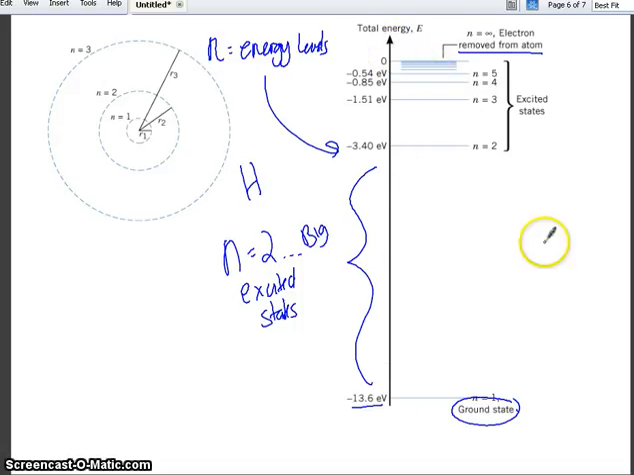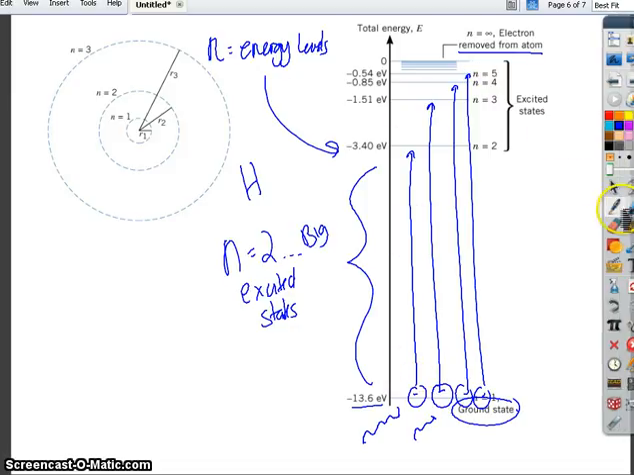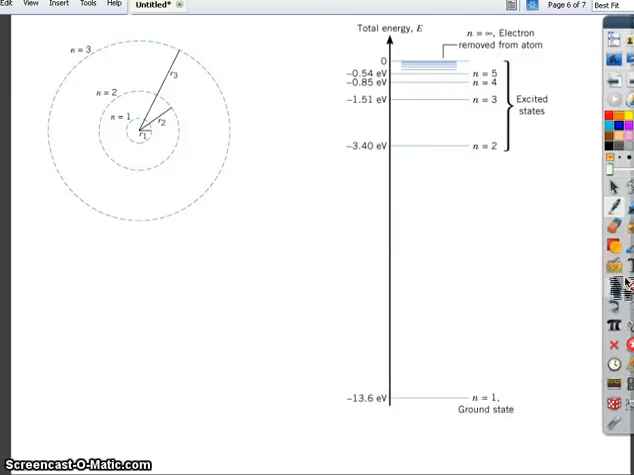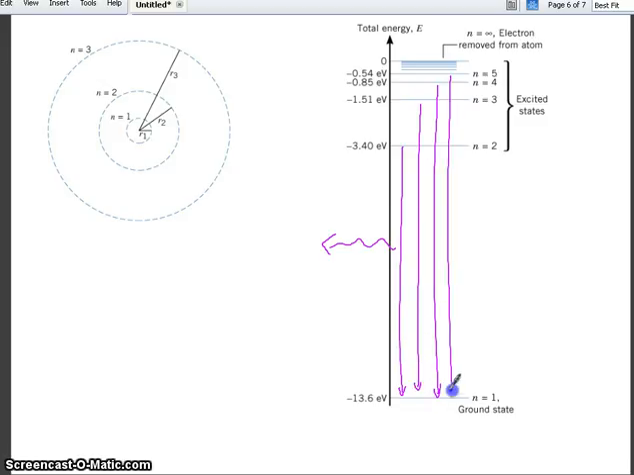So this energy diagram corresponds to an electron. If it gains energy, it can be excited to n equals 2. If it gains energy, it can be excited to n equals 3, or n equals 4, or n equals 5, etc. Okay, so if it gains energy, it'll go up. If it loses energy, it'll give off a photon and it'll go down. And so it can correspond between any of these levels here. Okay, 13.6 being the magic number for hydrogen.